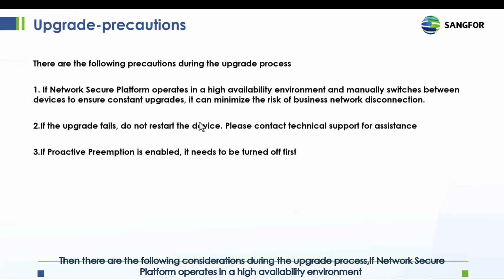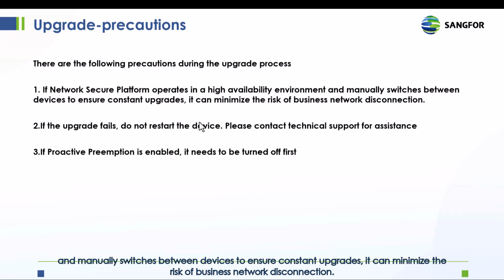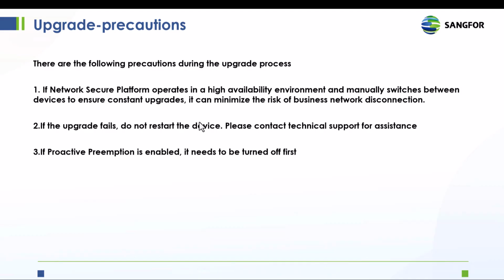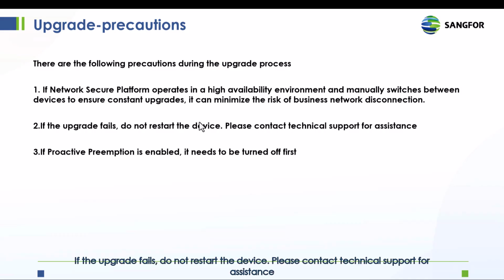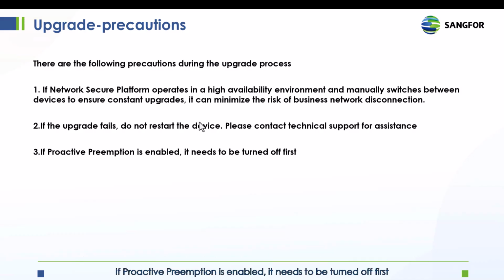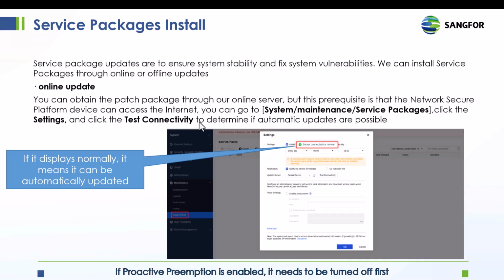If Network Secure Platform operates in a high availability environment and you manually switch between devices to ensure constant upgrades, it can minimize the risk of business network disconnection. If the upgrade fails, do not restart the device. Please contact technical support for assistance. If proactive preemption is enabled, it needs to be turned off first. This is the end of the upgrade process.